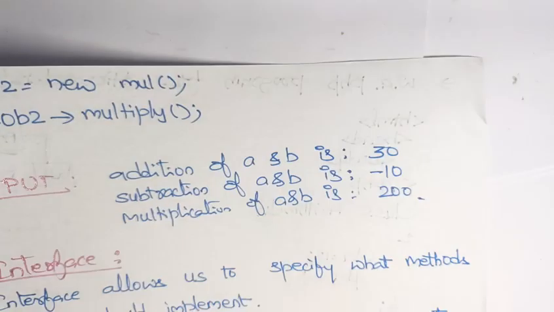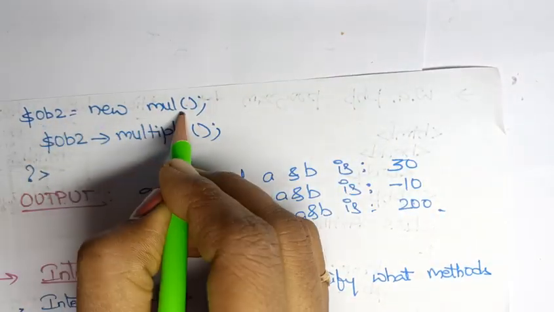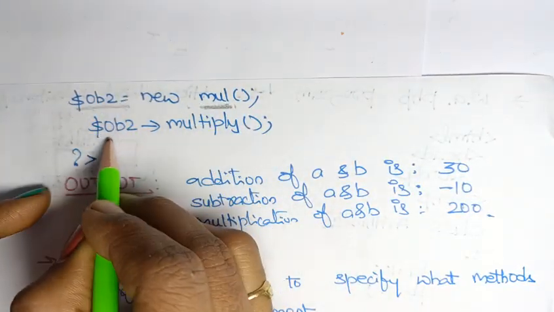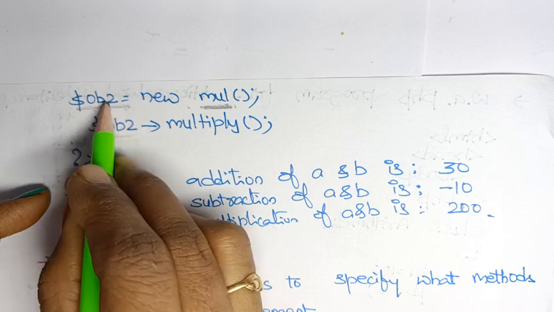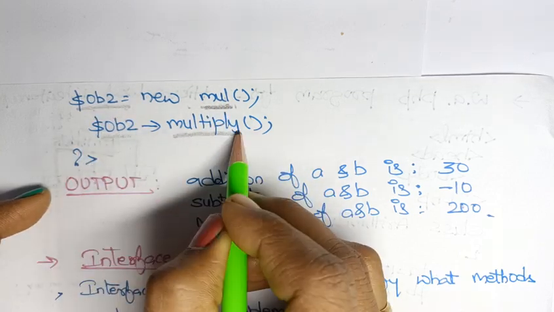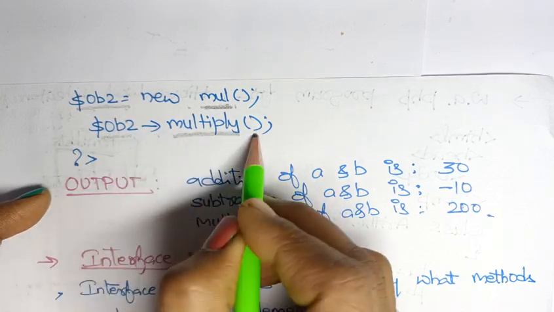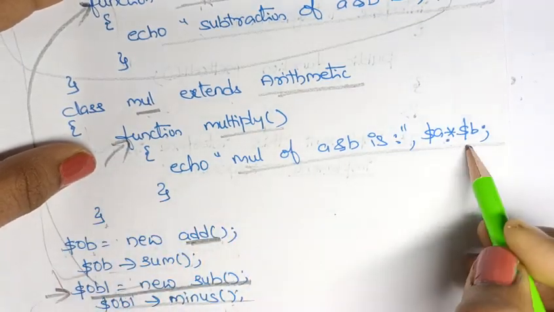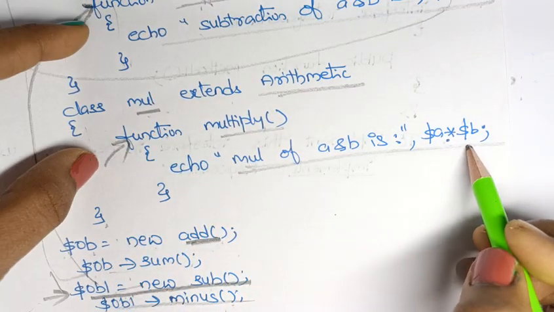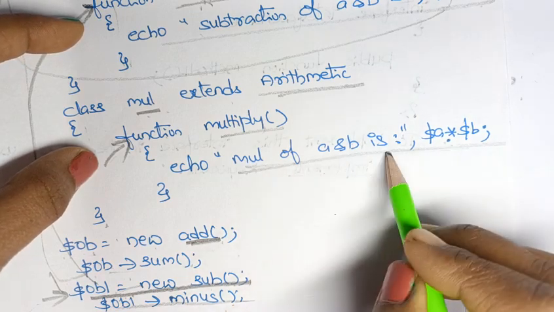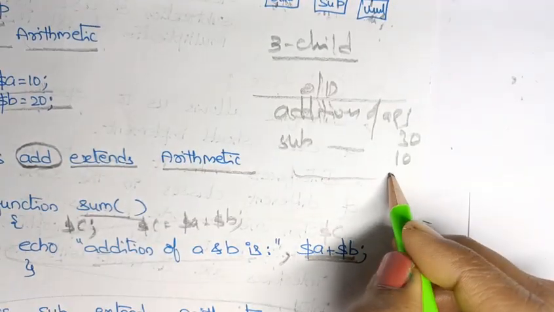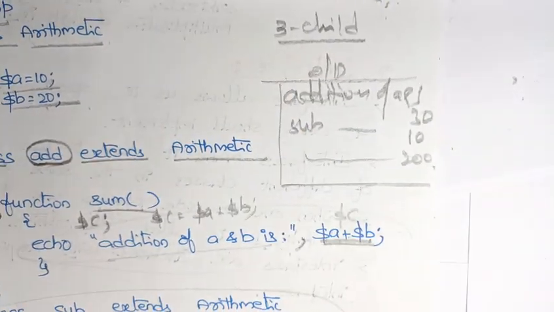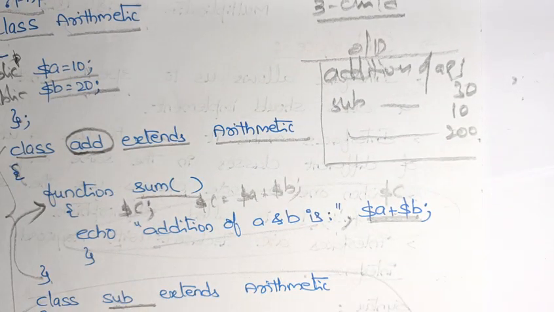Next, $OB2 is equal to new multiplication, which means for the multiplication class you have created object 2. By using this object 2, you are calling the function multiply, $OB2 arrow multiply, so that control will transfer to the multiply function. Whatever the statements are there in the multiply function, it will print. Multiplication of A and B is 200, it will print. This is the output you will get. This is about the hierarchical inheritance.